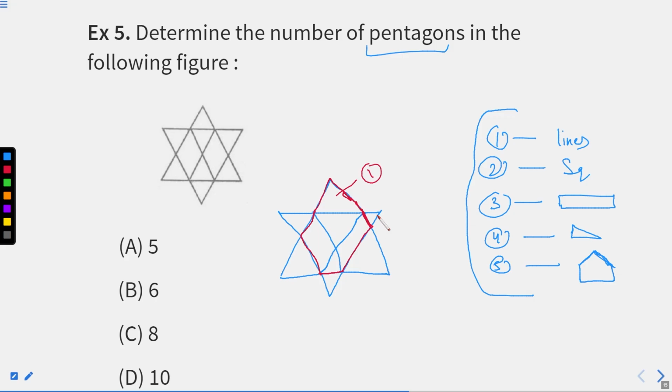Similarly, with this edge we'll form the second, with this edge the third, with this edge the fourth, with this edge we are able to form the fifth, and with this edge we are able to form the sixth. Now till now we are able to form 6 pentagons, right? So option A is already eliminated, right? Now we'll change our color. Now we'll try to form a few more pentagons, right?